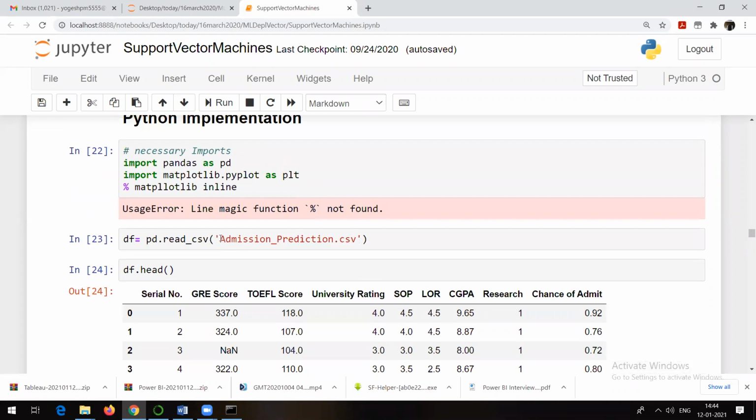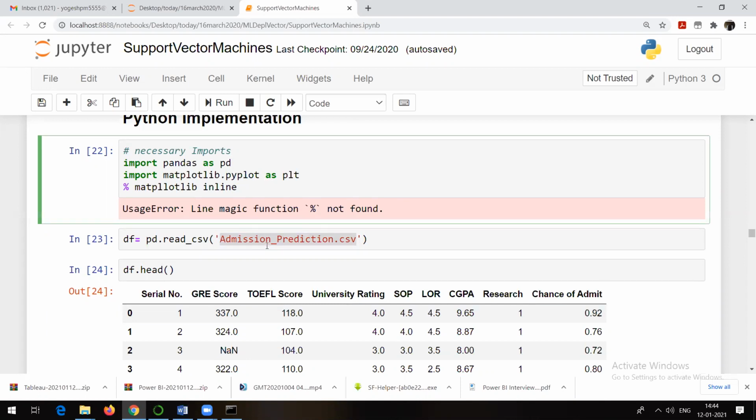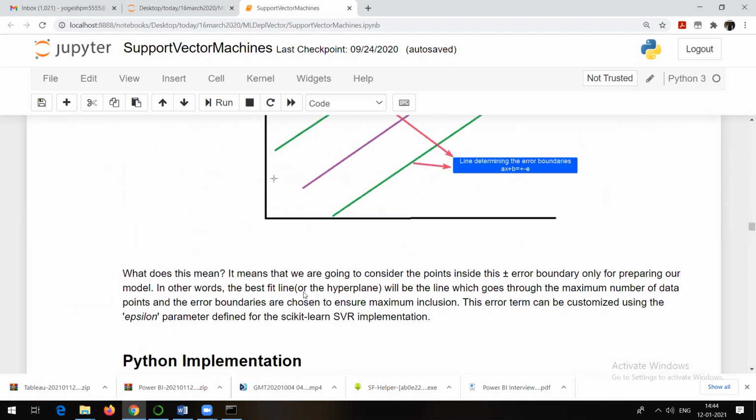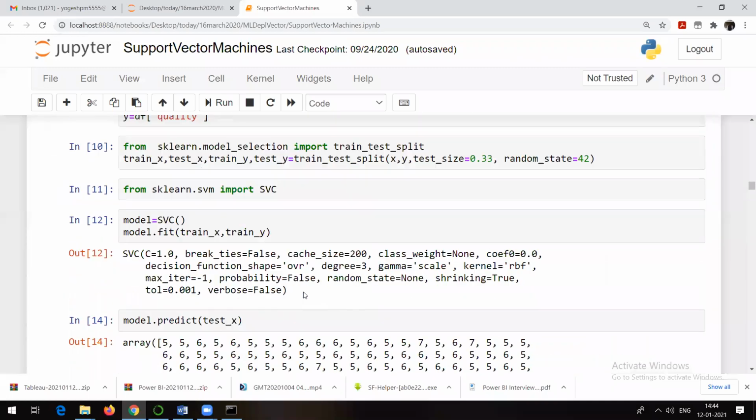If you remember, in the case of linear regression we used this particular CSV file, and we developed a model in which we were trying to predict the chance of admission, right? The same problem I will try to solve with the help of support vector machine, and then we will see what accuracy it shows us. So one by one we will see.